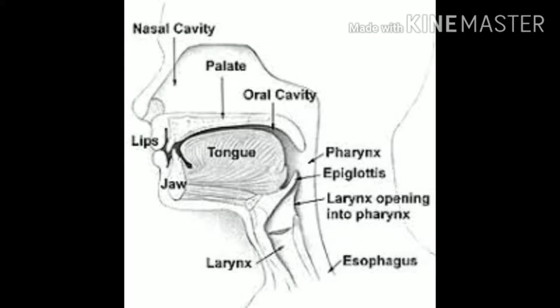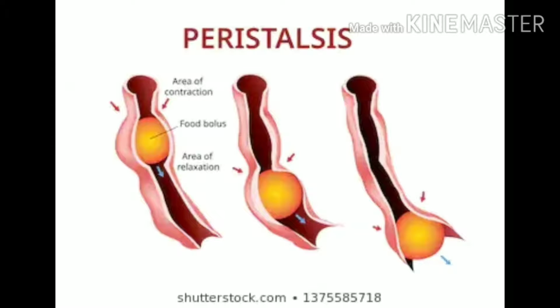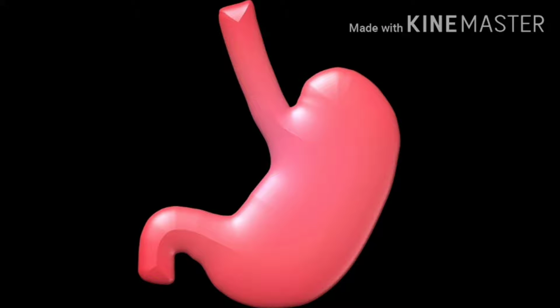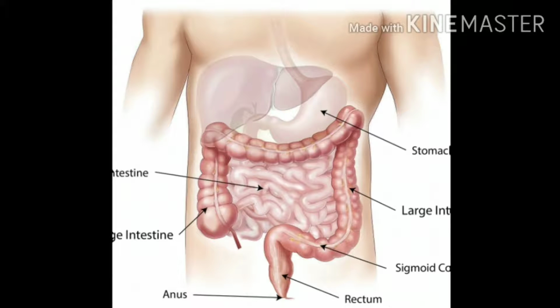The next parts are the esophagus or food pipe, a long tube-like structure, the stomach, a sac-like structure, the small intestine, a tube-like structure, the large intestine, rectum and anus. The small intestine is again divided into 3 parts: duodenum, a U-shaped part, jejunum and ileum.